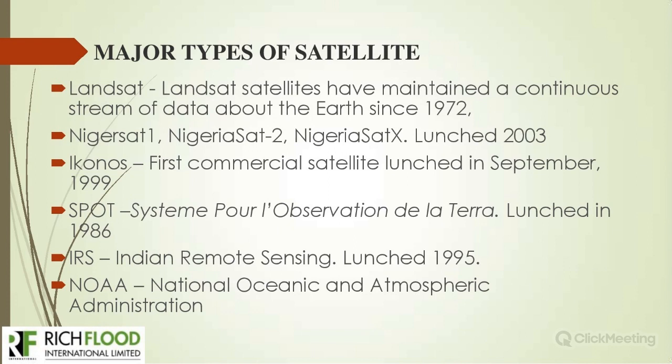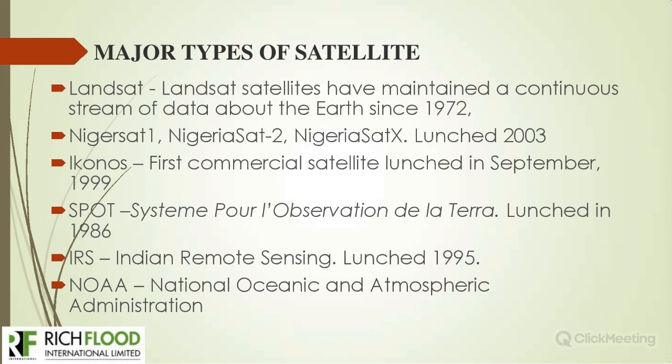And the majority of them, the list is more than this, but for the sake of this training, I'm just listing a few of them. The first of them that we have here is the Landsat. This Landsat has maintained a continuous stream of data about the Earth since 1972. It was launched as far back as 1972, and is used to study several natural phenomena that have taken place on the Earth surface. And it will interest you to know that these satellite systems also have their peculiar features and information which they can give.